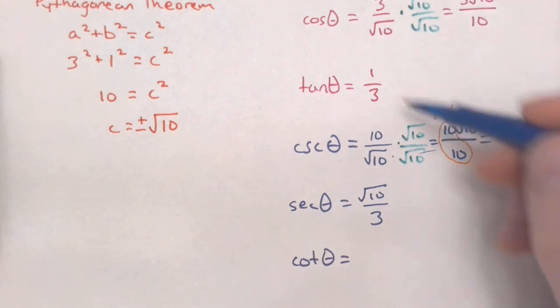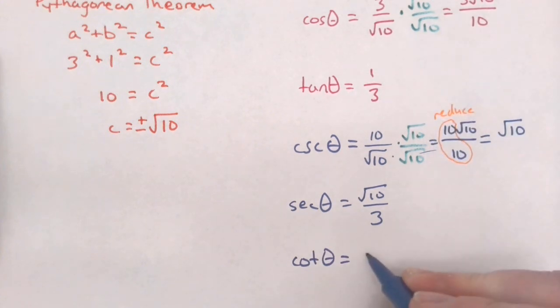Finally, we have the reciprocal of tangent, which is cotangent. This one's a nice easy one. We just need to take the reciprocal of 1/3, which is 3 over 1, or just 3.